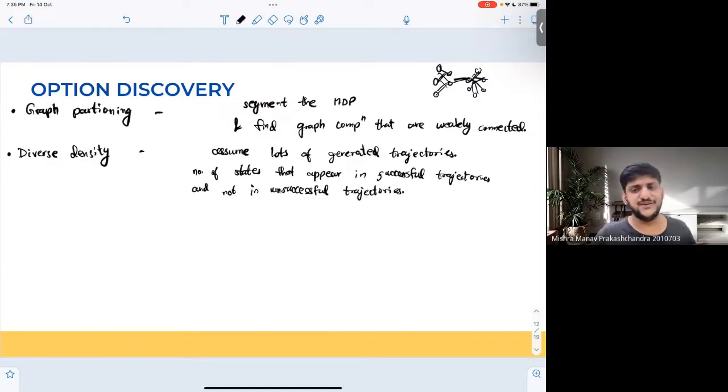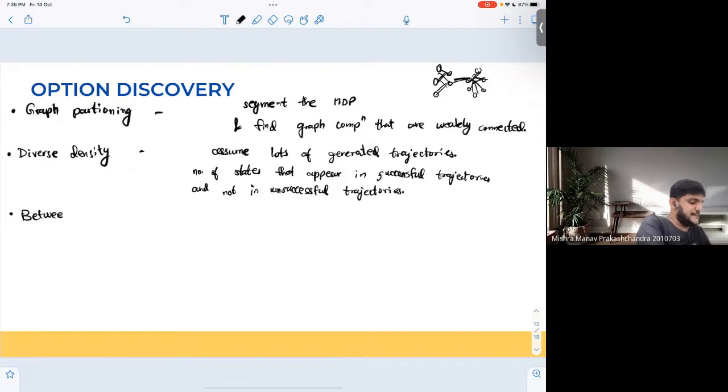So this is again some sort of a heuristic that people use in figuring this out. The third thing is something known as betweenness centrality.